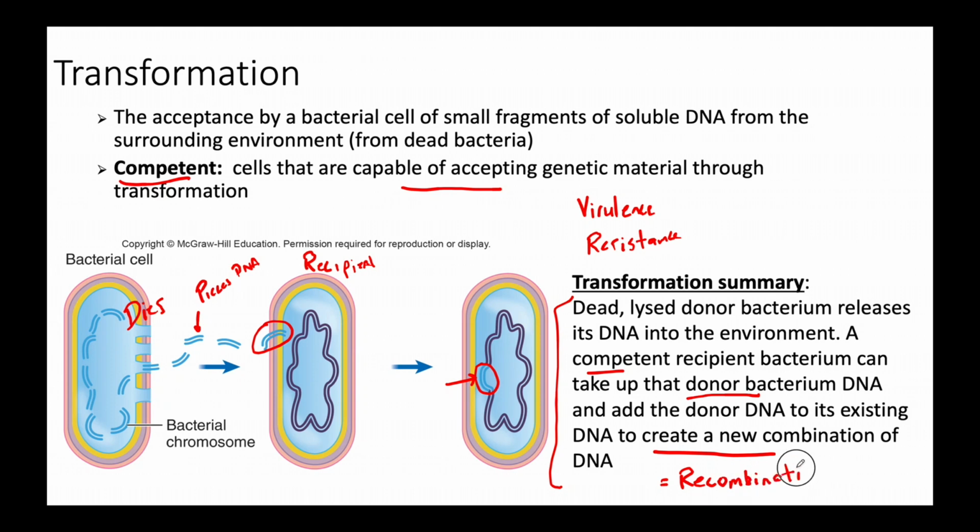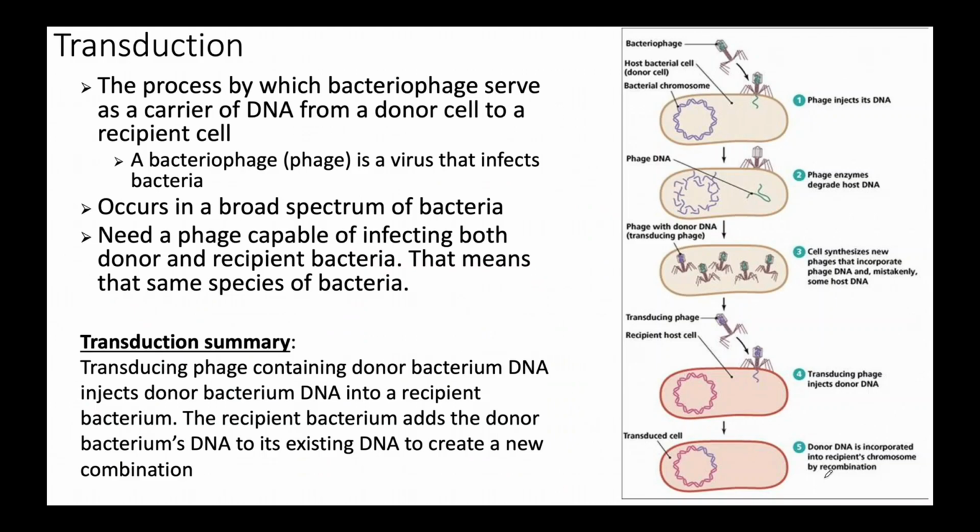And so transformation is one of the horizontal gene transfer mechanisms that can explain how we get new combinations of genes within bacteria, or how we get recombination. So that's the first, called transformation. The second is called transduction. It starts off with a similar beginning. So there's transformation and there's transduction.